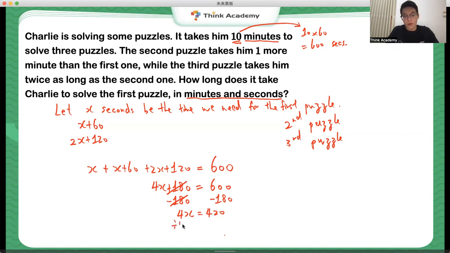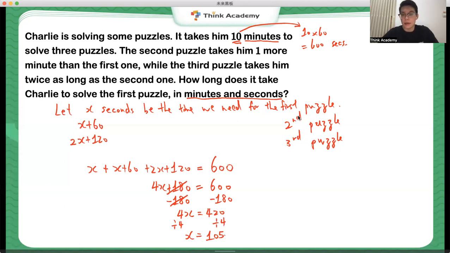Then I divide 4 from both sides. So I have x on the left-hand side. I have 105 on the right-hand side. That's coming from 420 divided by 4, 105.